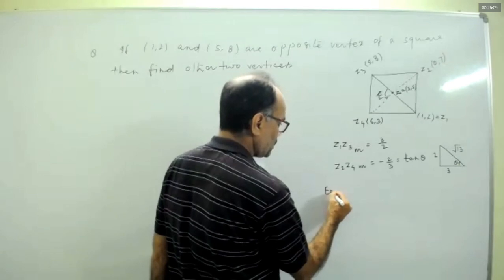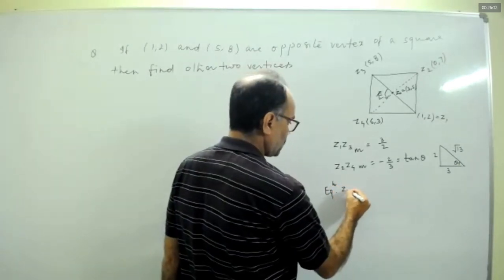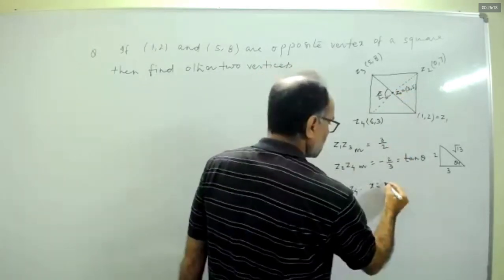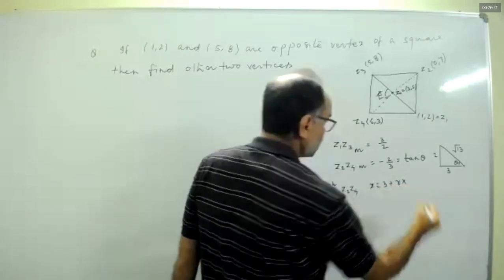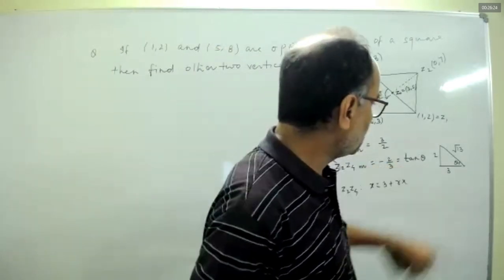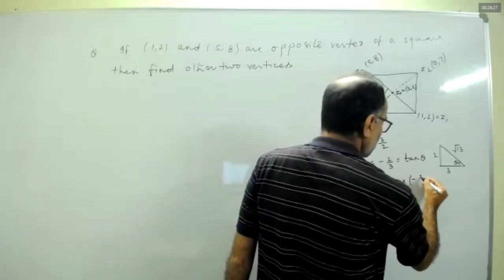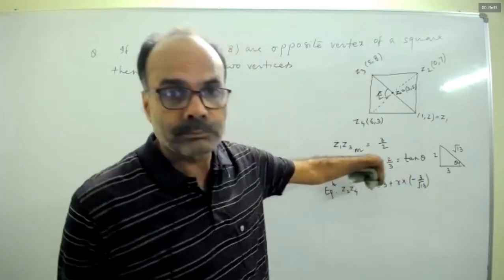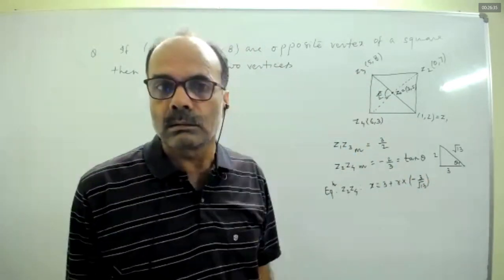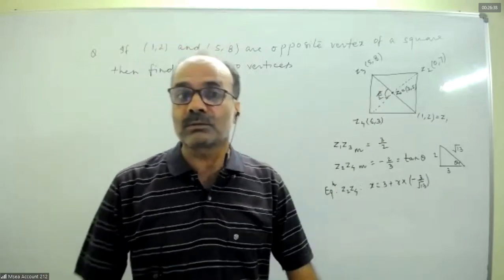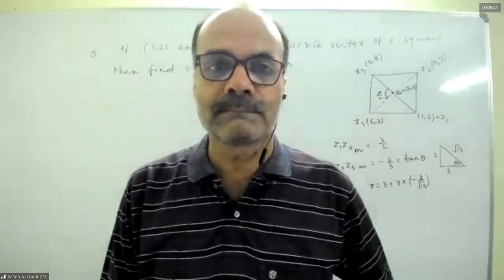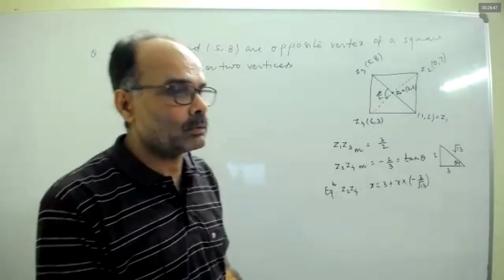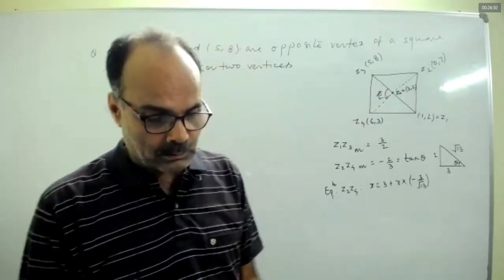Equation of the line Z2, Z4: x equals 3 plus r cos theta. Cos theta will be minus 3 by root 13 because theta is in the second quadrant and tan theta is negative. We can't take the fourth quadrant. If tan theta is the slope of a line, what is the range of theta? The range of theta is 0 to pi.